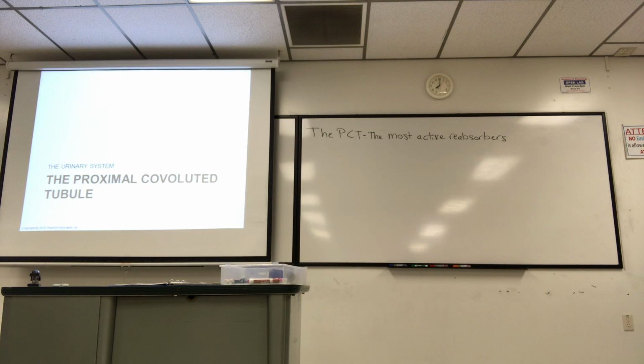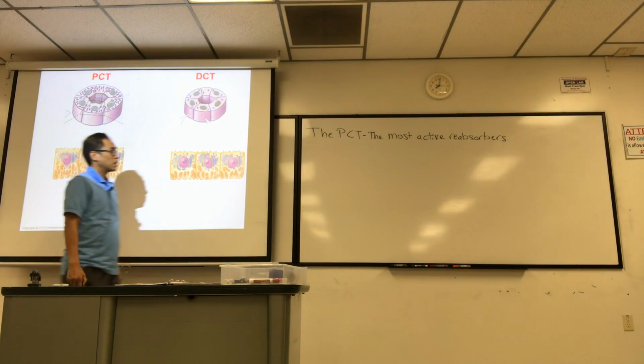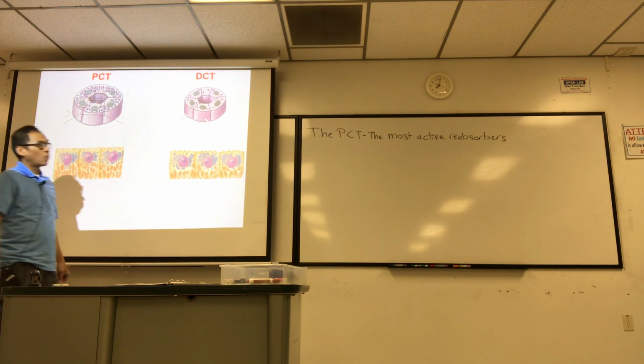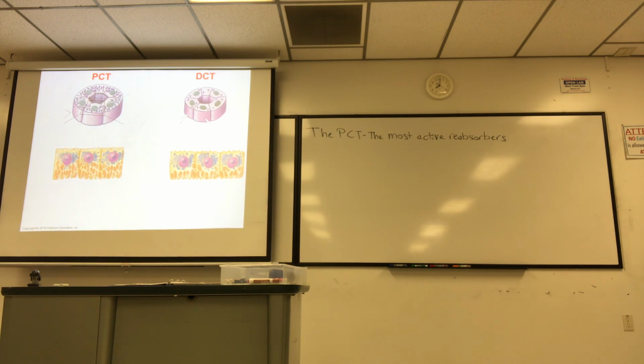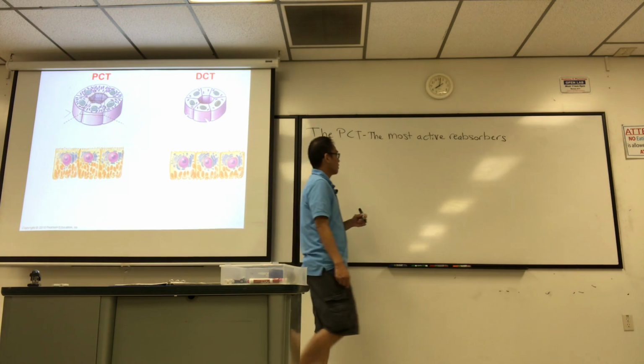We start with the proximal convoluted tubule. From this slide, I want you to see what I wrote on the board. They're your most active reabsorbers. If you look at a little cut tube of PCT and compare it to DCT, the cells are larger. They have more mitochondria. They're a simple cuboidal epithelium with a microvilli brush border. The cells are more active. They do more work.